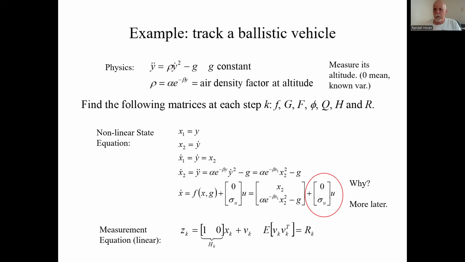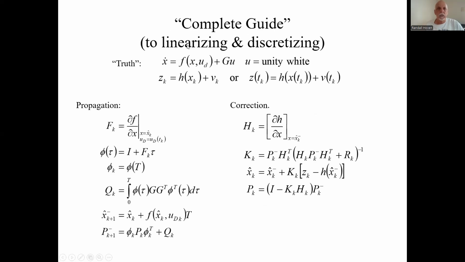And we'll say we measure it at uniform time steps, and our measurement error is, we'll assume, zero mean with known variance. So the measurement model is linear. We just measure y directly. So we have to come up with what are all these matrices? Because these are the things you either calculate or you program into a computer. First, what is the f, the little f? It captures the nonlinear dynamics.